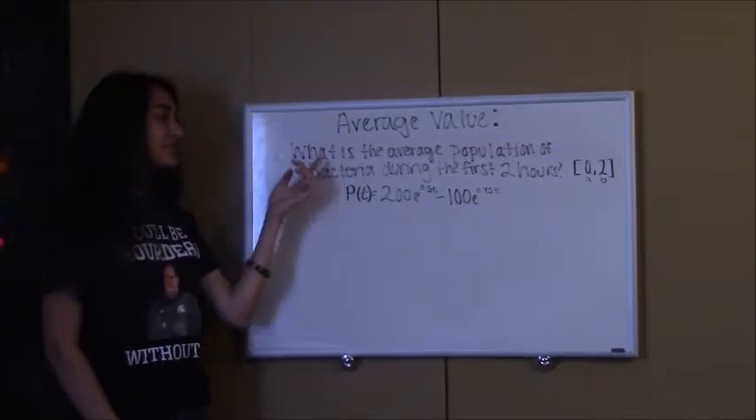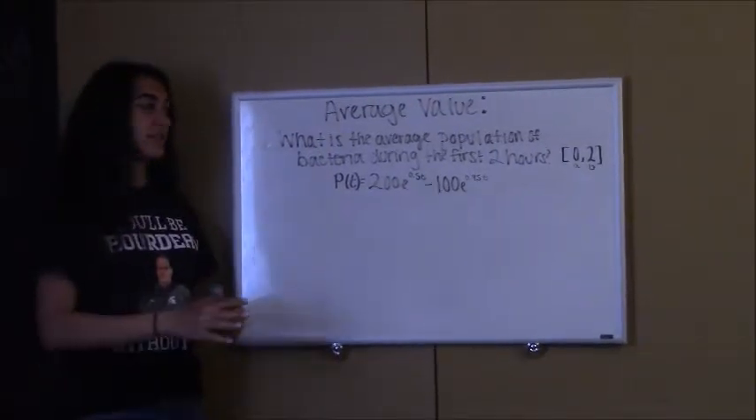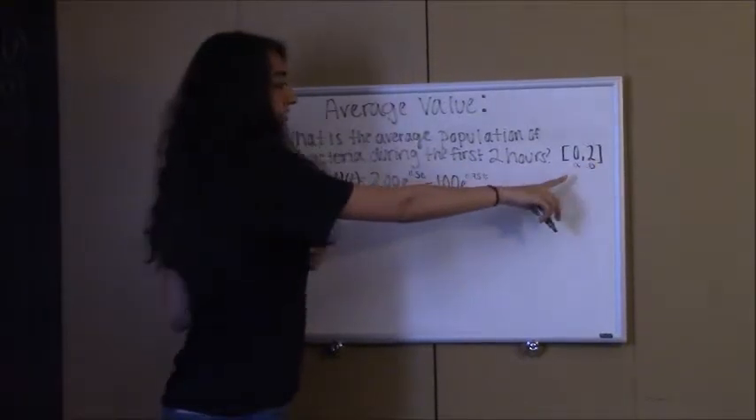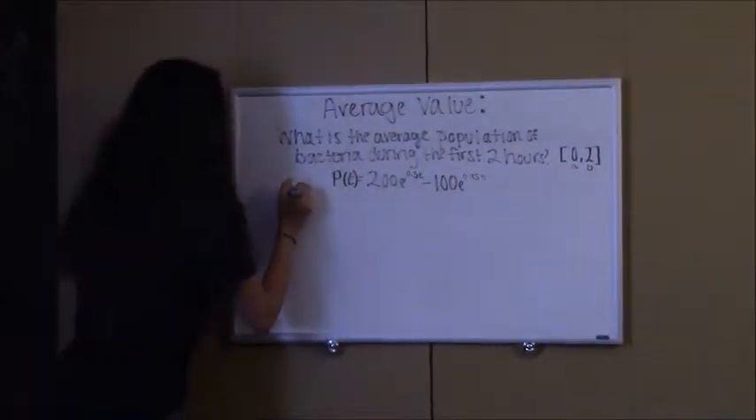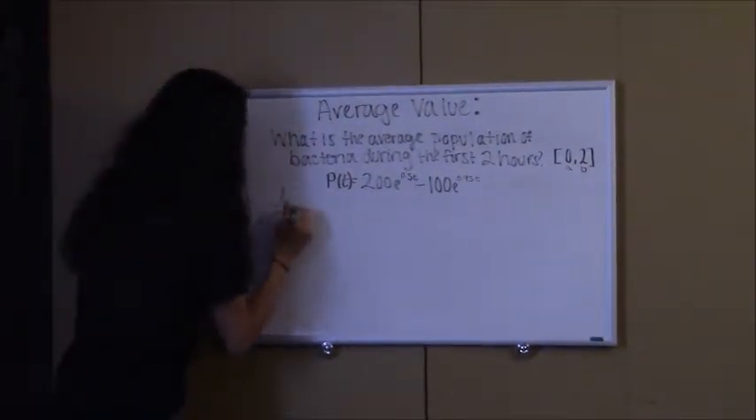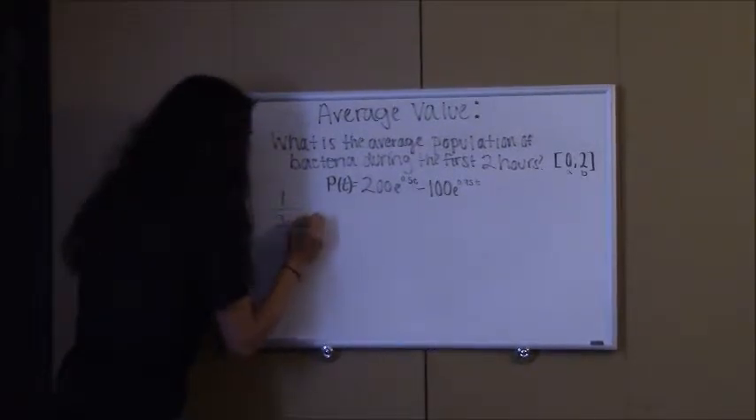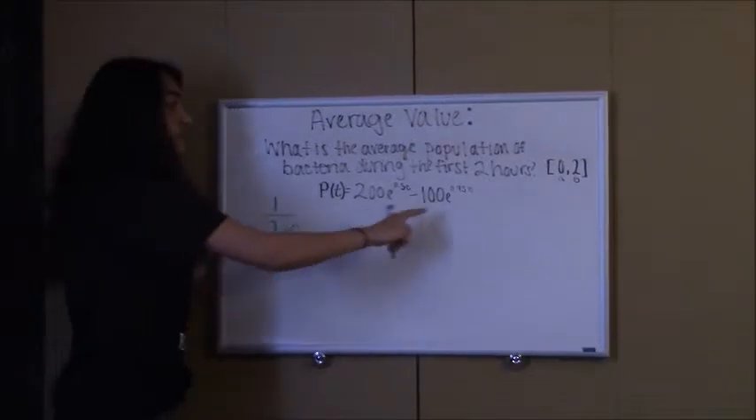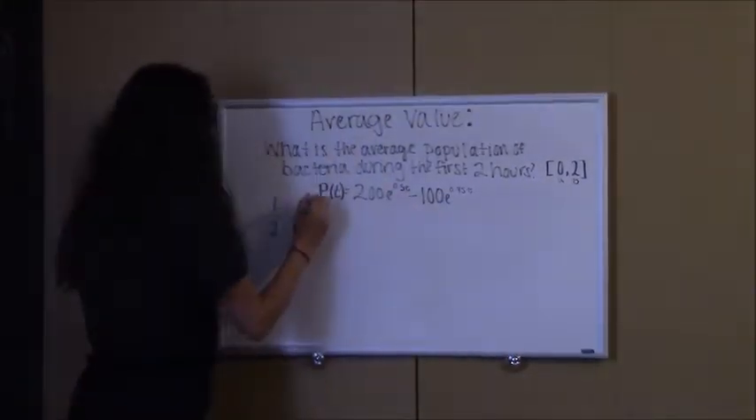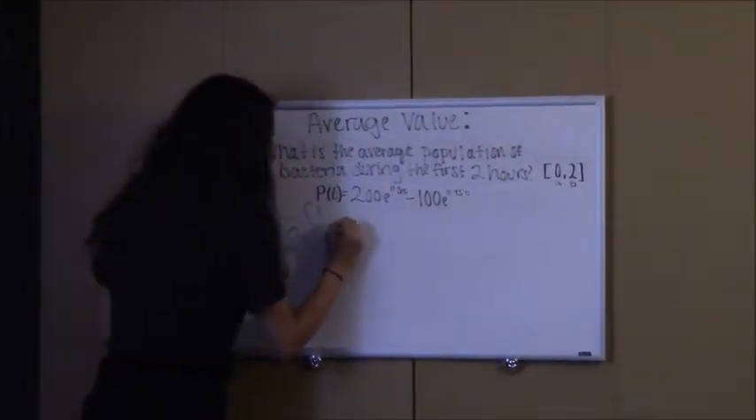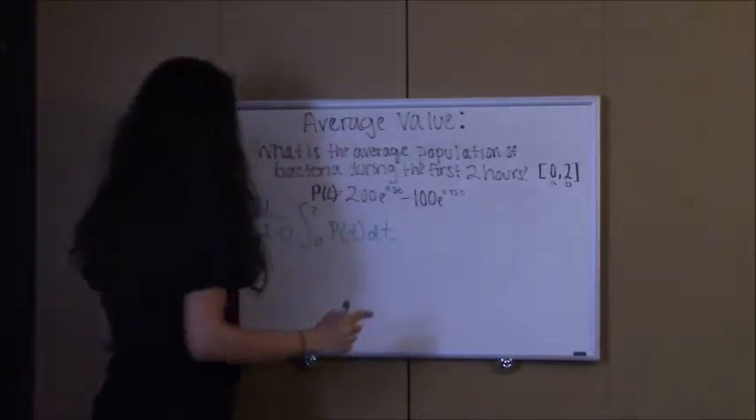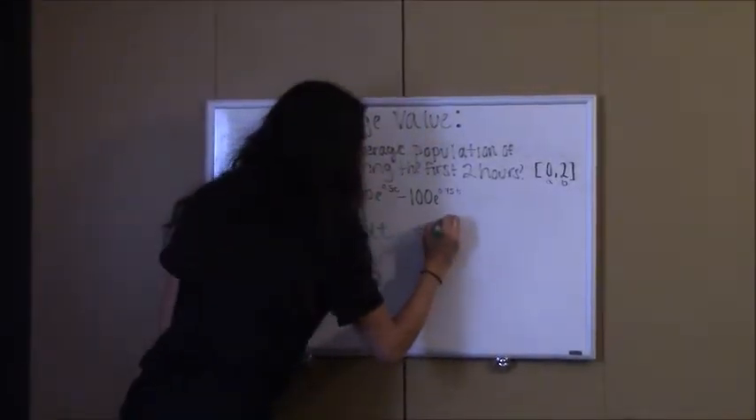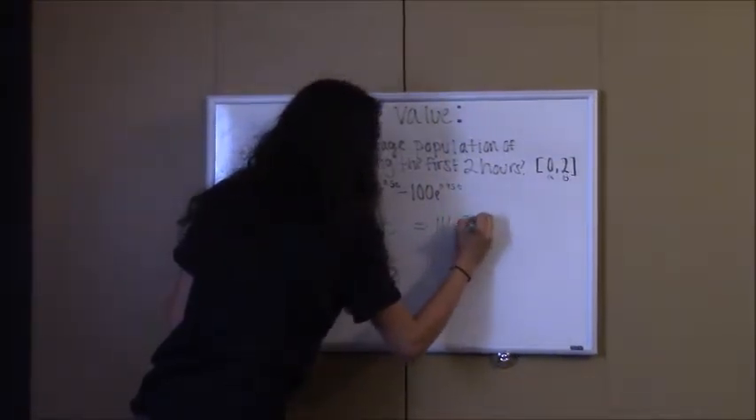So to find the average value, we have to do 1 over b minus a, which is our time. So in this case, b is 2 and a is 0. So we have 1 over 2 minus 0. And then we multiply that by the integral of our population from 2 to 0. Once you plug that into your calculator, the answer is 111.54 bacteria.